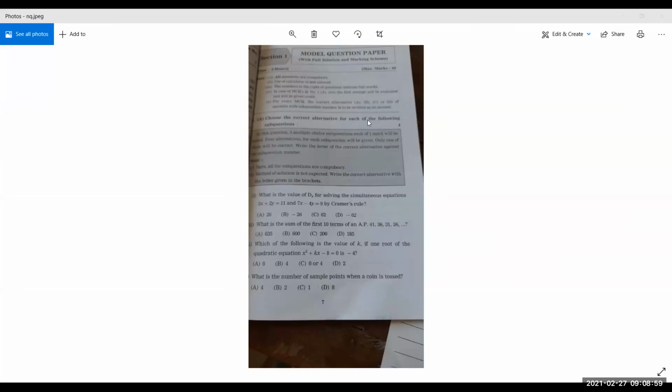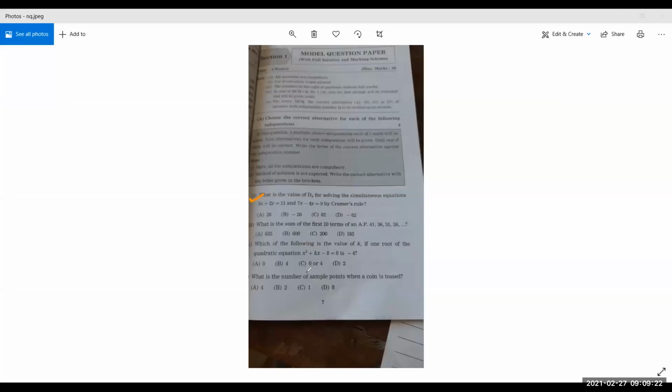ठीक है, चलो. Okay, so here we are having a model question paper. So today we are going to see the marking scheme. So let's start with this first. So let's see the first question. Again, all the important topics will be here. What is the value of dx for solving the simultaneous equation by Cramer's rule?